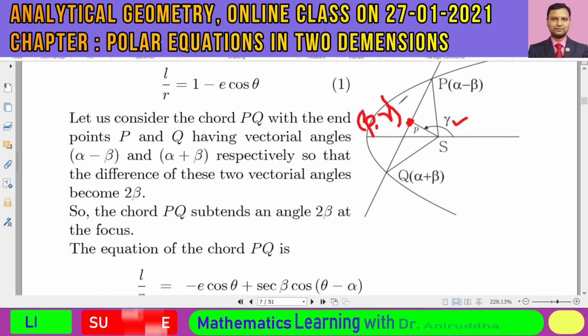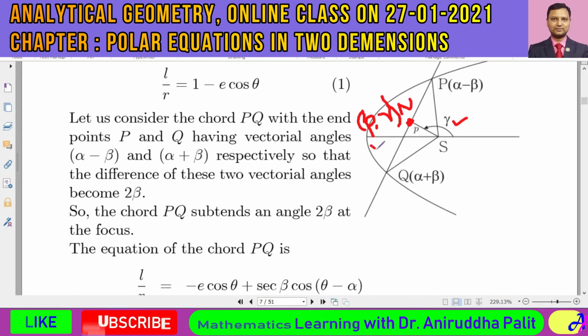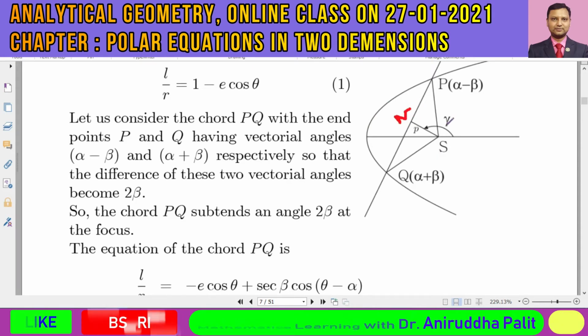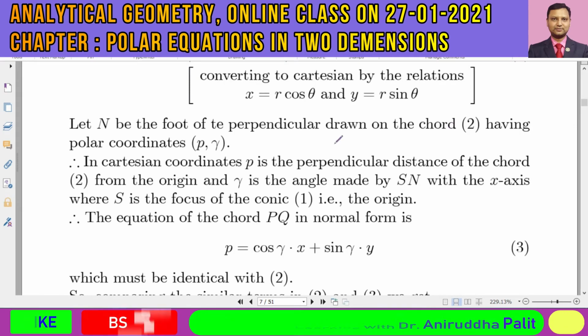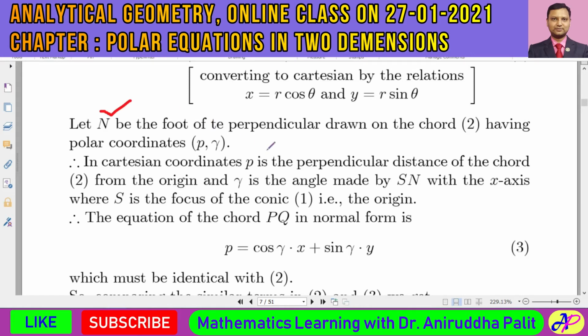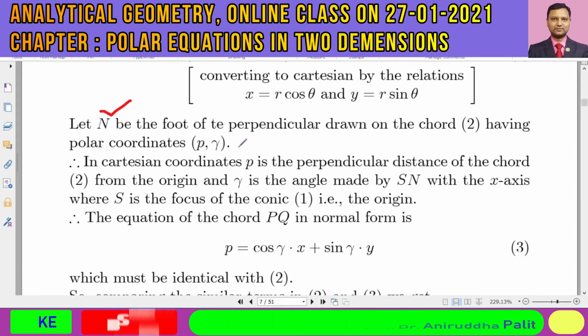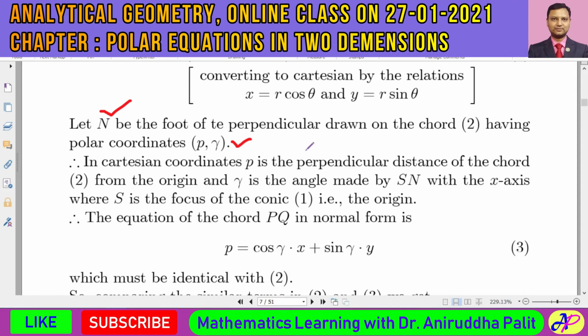And if we write this point as N, then we need to determine the locus of this point N. So locus means we need to determine some relation involving this small p and gamma. Then we will be able to find out the locus of this point N, which would be determined if we consider this kind of polar coordinates.